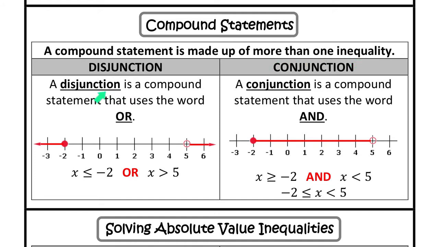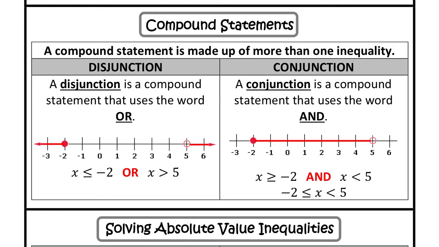So disjunction, meaning not together. The prefix dis means away from, and junction means together, so away from being together. If you notice, there's a big gap in this number line, and the word for disjunction is "or" in math terms. We have this disjunction because x is less than or equal to -2, so we're shading everything from -2 and below, and then over here we're shading from 5 and greater.